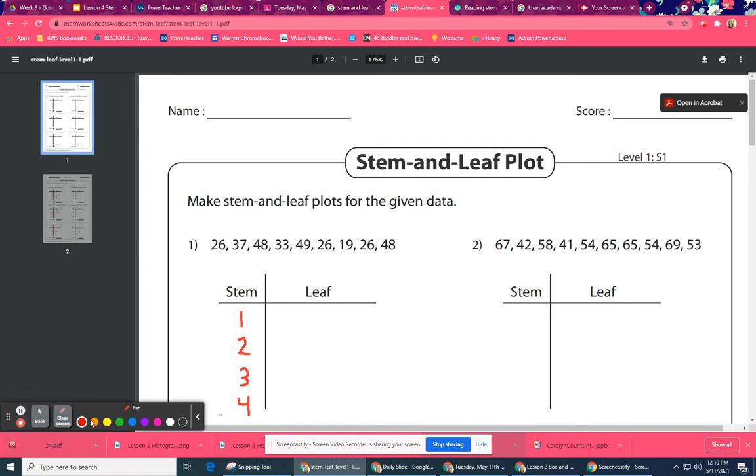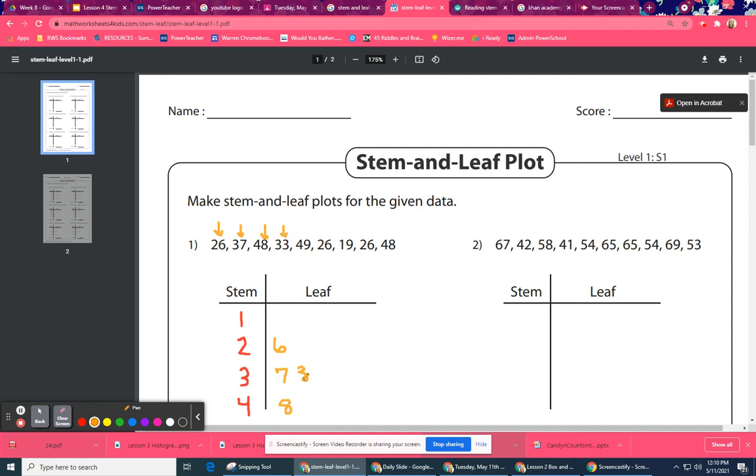Now I'll start going through your data. So we can just start at the beginning with 26. So that's going to be classified as being in the 20s. So we'll list it next to the 2 and just put a 6 since the number is 26. 37 will go in the 30s and we'll put a 7. 48, we'll put an 8 next to the 4.